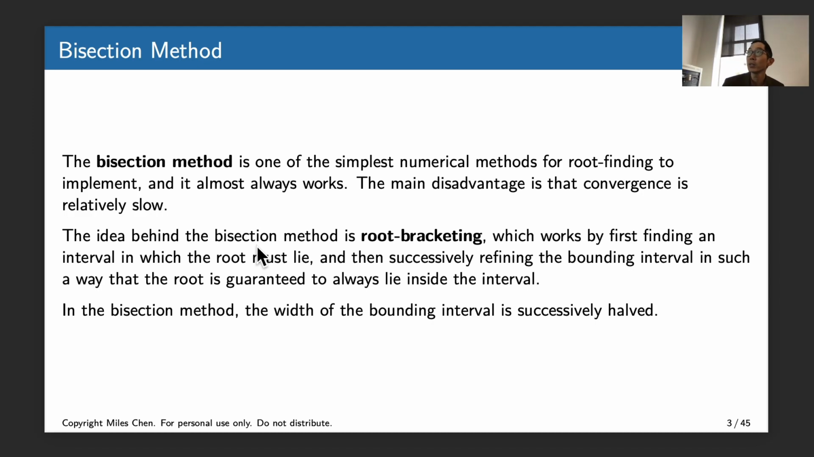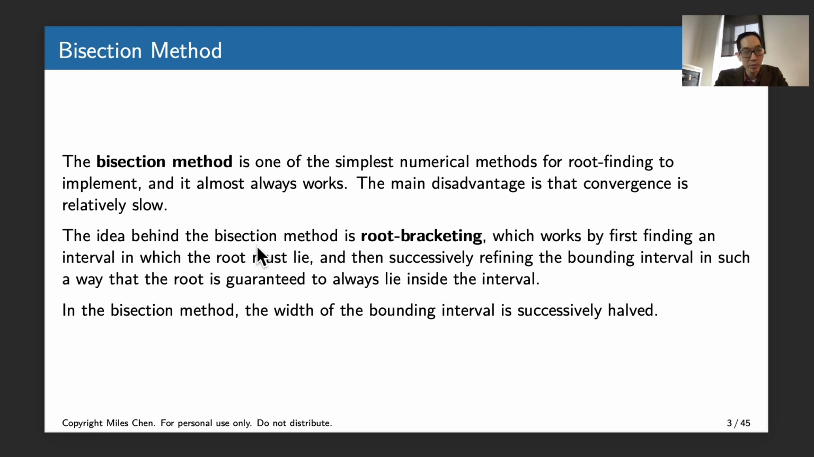The bisection method is one of the simplest numeric methods for root finding, and one of the great things about it is that it almost always works. It's just that convergence is a little bit slow, but it uses root bracketing. Basically, it finds an interval where we know the root has to be somewhere in here, and we keep shrinking that interval smaller and smaller until we're sure that the root is in between here and here.